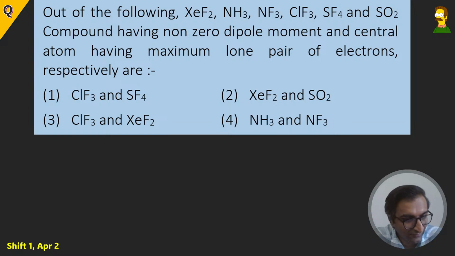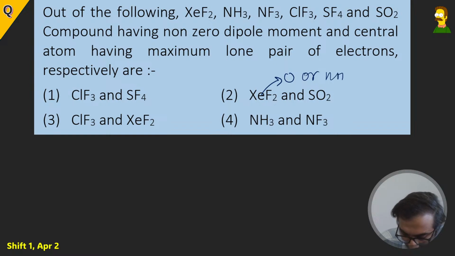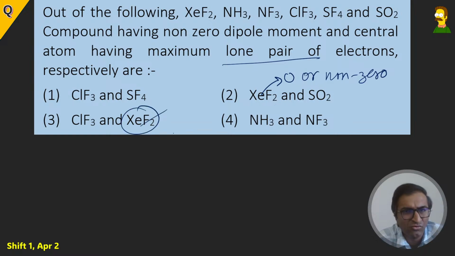There is a lone pair on Xe. So still, is it non-zero dipole moment? I mean it's zero, right? What is the dipole moment of XeF2? Is it zero or non-zero? Can you guys tell me this? Let's focus on this one. Maximum number of lone pair. Okay, I think the problem is not this, but the thing that XeF2 is there only in one of these, which means this has the most lone pair. No, there's no doubt. What is XeF2?